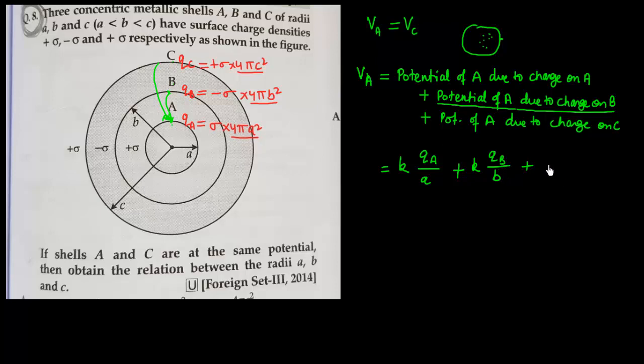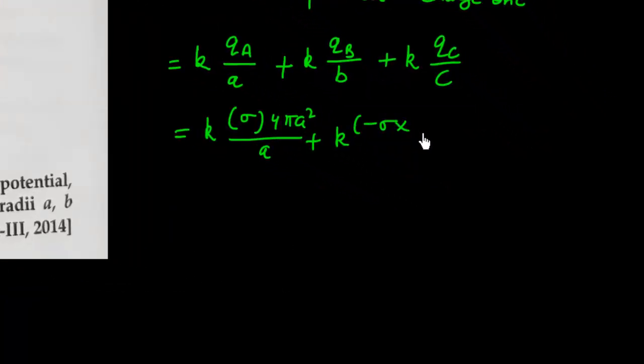Similarly K QC by c. Whatever potential C has on its surface, the same amount of potential it puts on shell A. So summing up gives the potential of A. This can be written as K sigma 4 pi a square upon a, plus K minus sigma into 4 pi b square upon b, plus K sigma into 4 pi c square by c.